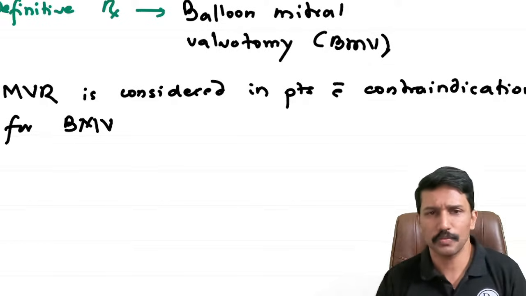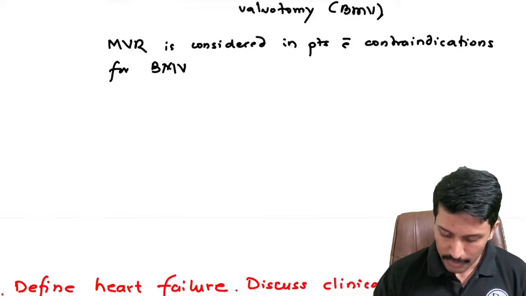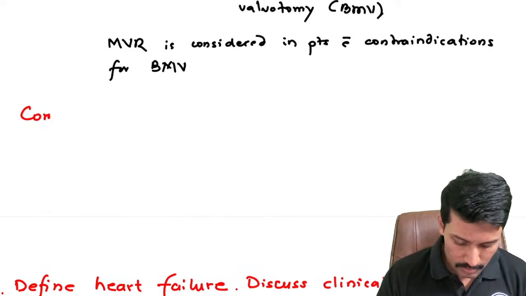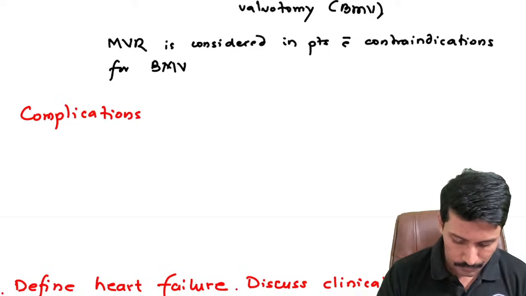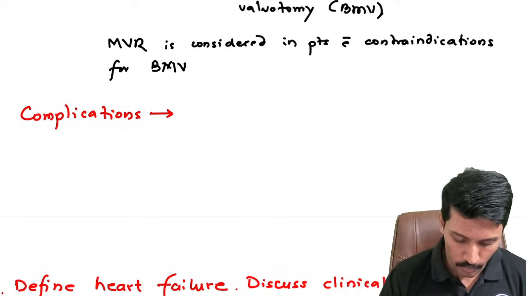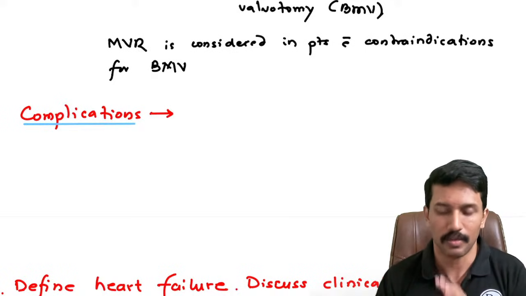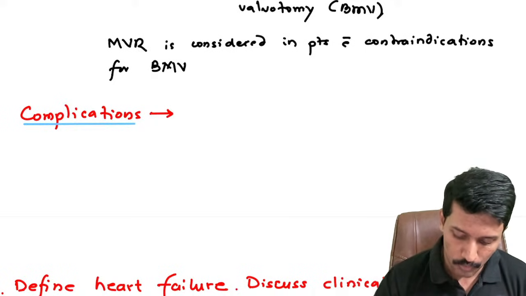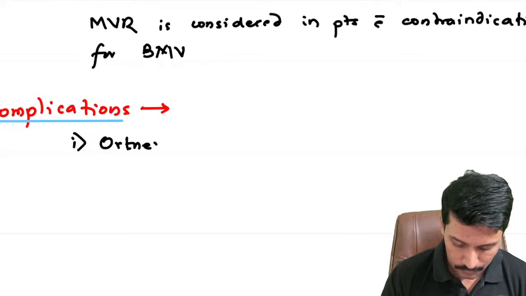Otherwise, most patients we try to manage with balloon mitral valvotomy itself. Okay. Now in mitral stenosis, especially in bedside discussion, they do ask you about certain complications. So what are the complications? We have already discussed one complication, that is compression of the left recurrent laryngeal nerve leading to Ortner's syndrome. So that is one complication.